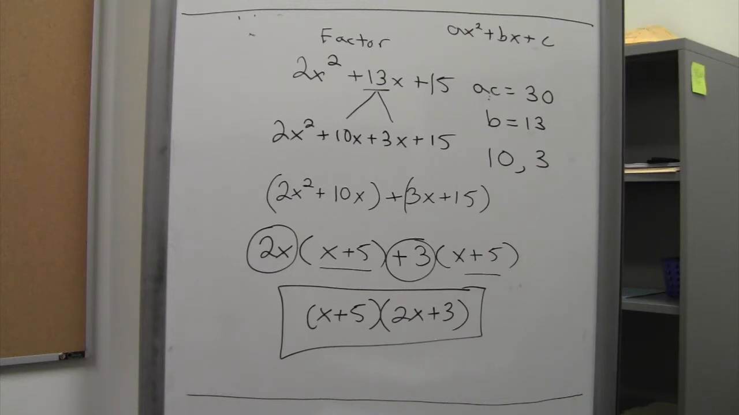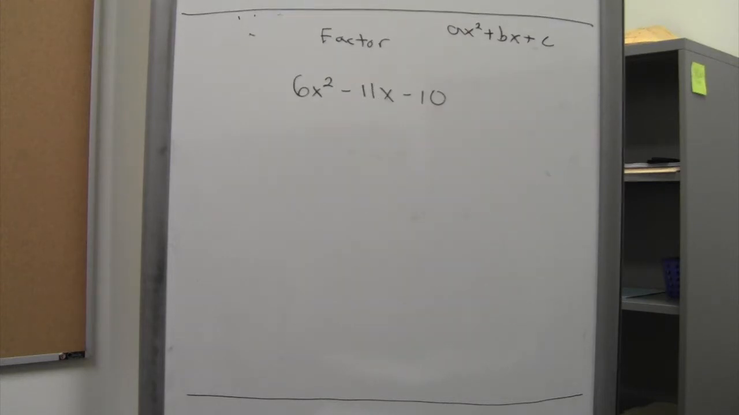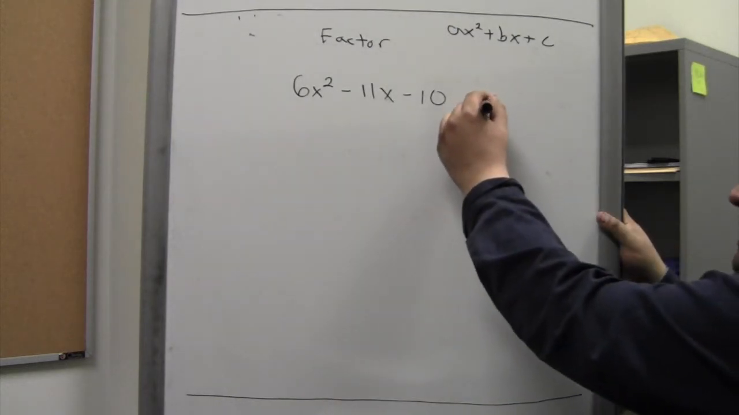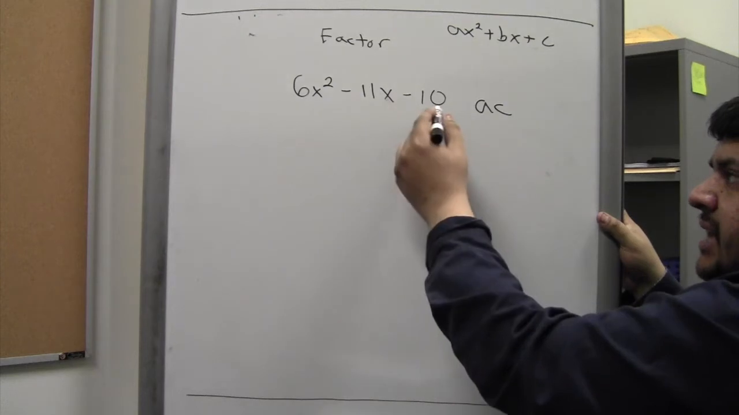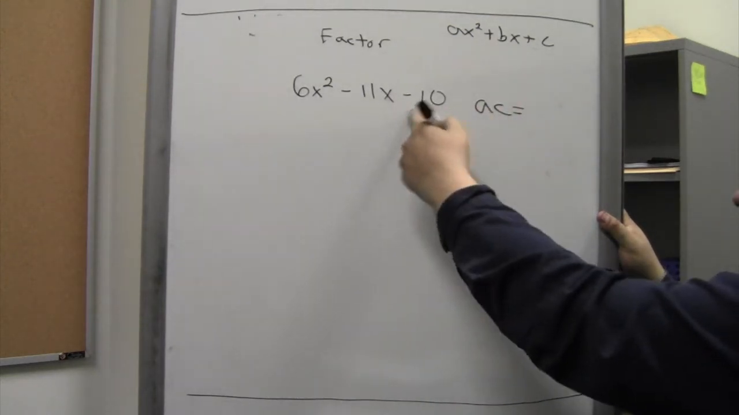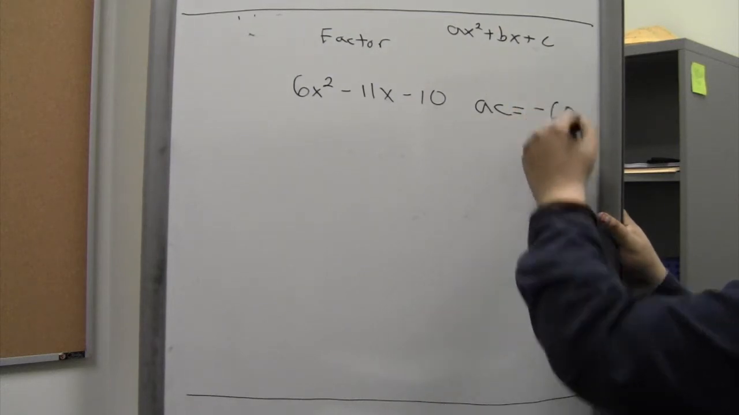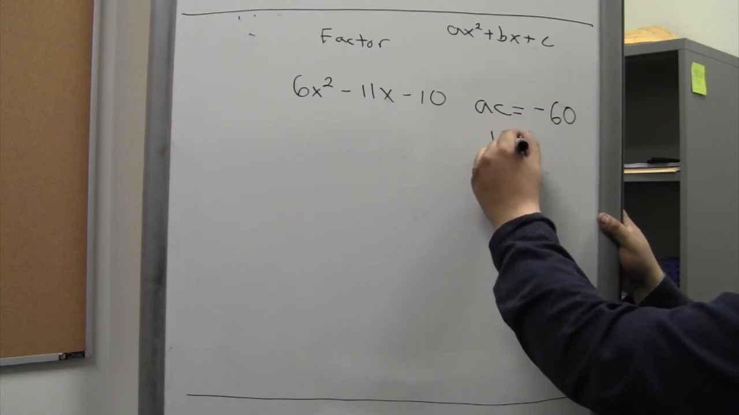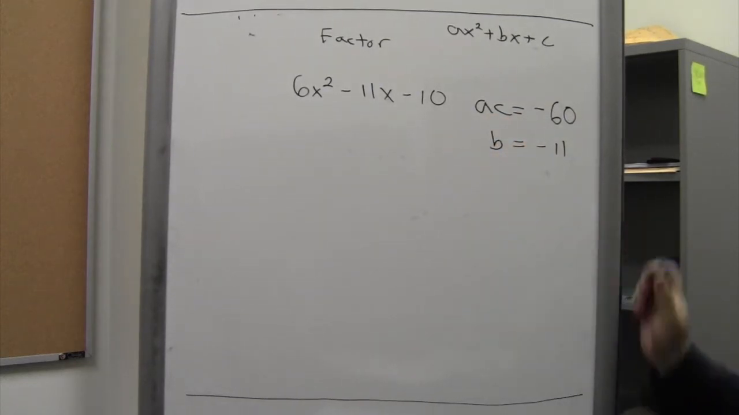Let's move on to another example. Let's factor 6x squared minus 11x minus 10. We're going to use the AC method again. The more and more we do it, the clearer and clearer it should become. Now in this case, a times c is 6 times negative 10. Make sure you include signs. So 6 times negative 10 is negative 60. All right? And b here, this is negative 11.